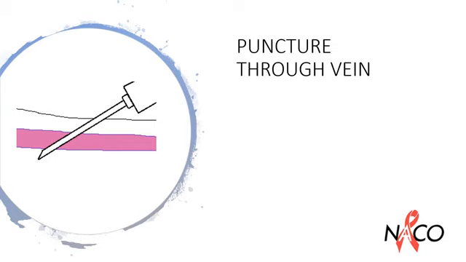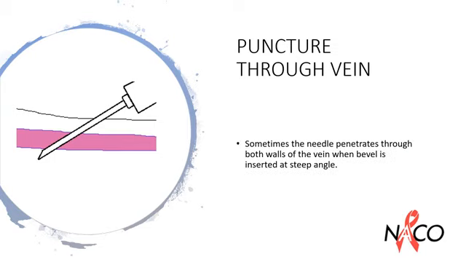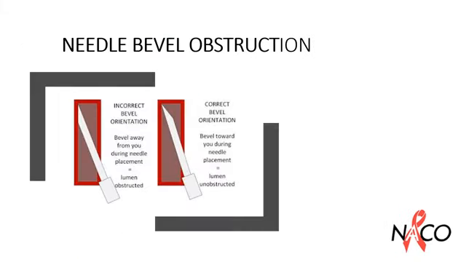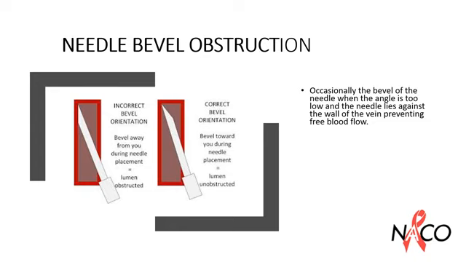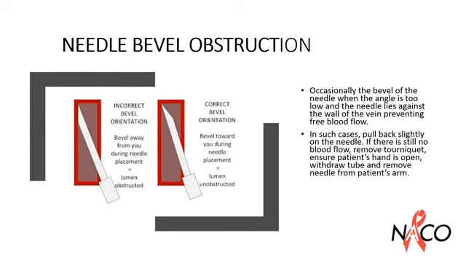Sometimes the needle penetrates through both walls of the vein when the bevel is inserted at a steep angle. Occasionally, when the angle is too low, the needle lies against the wall of the vein, preventing free blood flow. In such cases, pull back slightly on the needle. If there is still no blood flow, remove the tourniquet, ensure the patient's hand is open, withdraw the tube, and remove the needle from the patient's arm. Avoid rotating the needle more than 1/4 turn as it may damage the vessel wall.